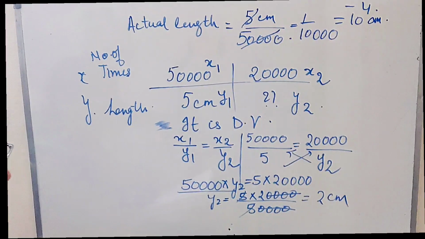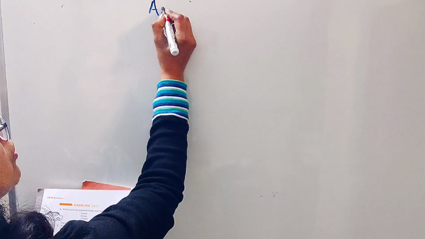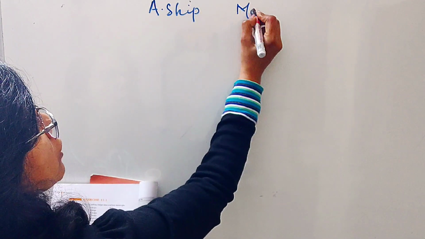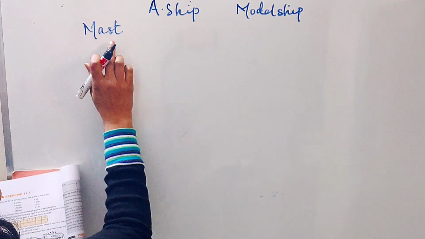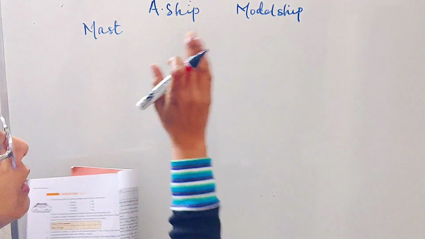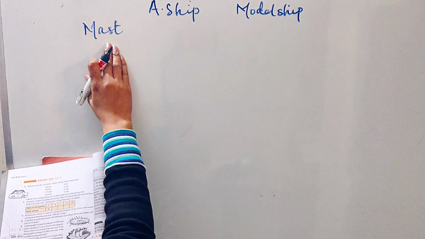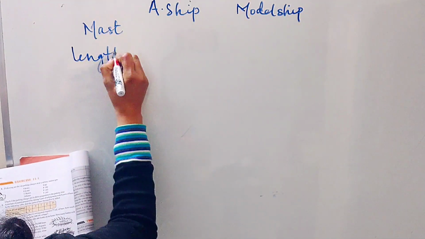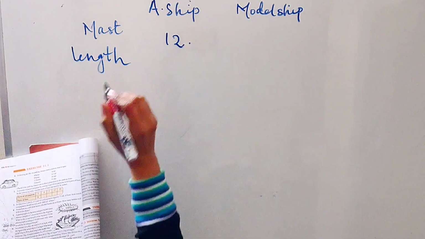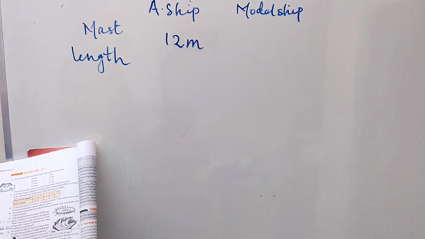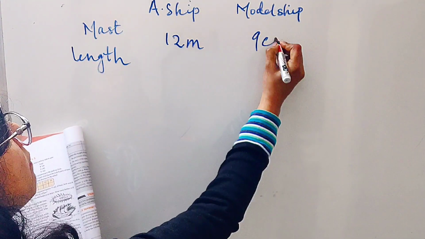Now let's take up the next question. In the model of a ship, the mast is 9 centimeter high while the mast of the actual ship is 12 meter high. So here we have 2 ships, actual ship and model ship. And 2 variables which we are taking here is the mast of the ship. Mast of the ship is the vertical pole we are talking about, the pole which gives support to the ship. So mast of the ship and then the length of the ship. Now the mast for the actual ship is 12 meter and for the model ship it is 9 centimeter.